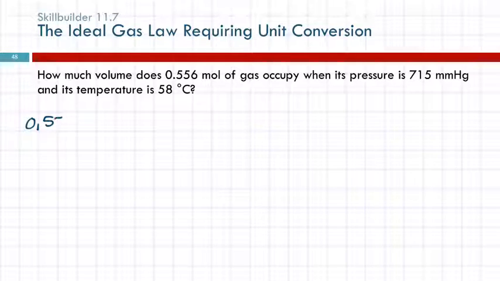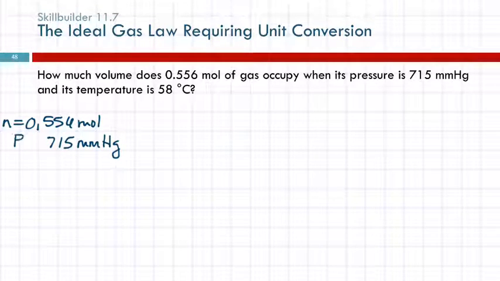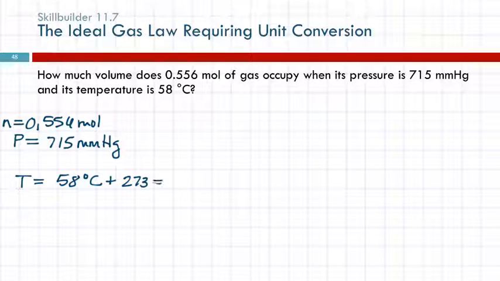We don't have things changing, so we're going to write down what these things are. 0.556 moles, that's n. Ooh, I should do this the other way. n equals 0.556 moles. We've got a pressure of 715 millimeters of mercury. So that's the pressure. And the temperature is 58 degrees Celsius. Well, we've had to convert temperatures before. So we need to put this into Kelvin. So we're going to add 273. 58 plus 273 is 331.